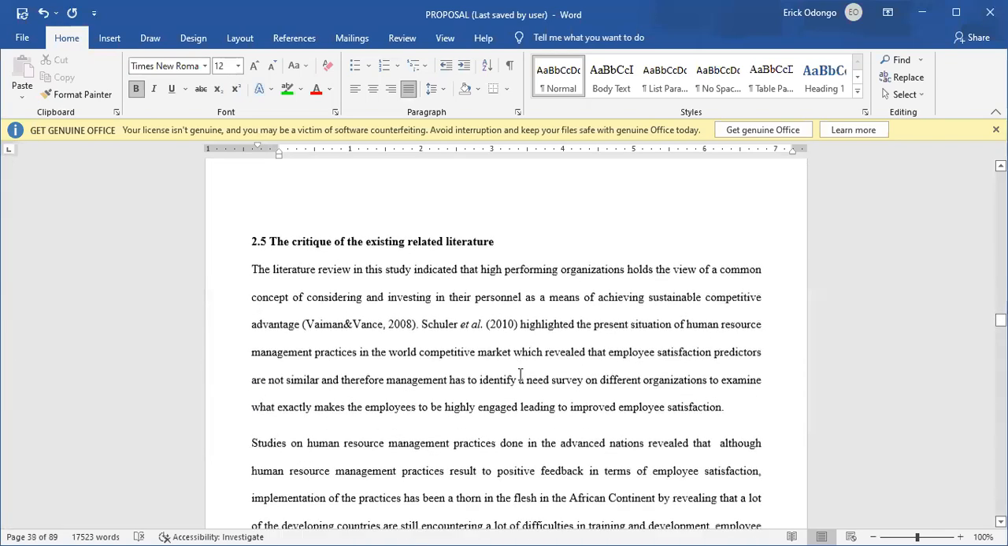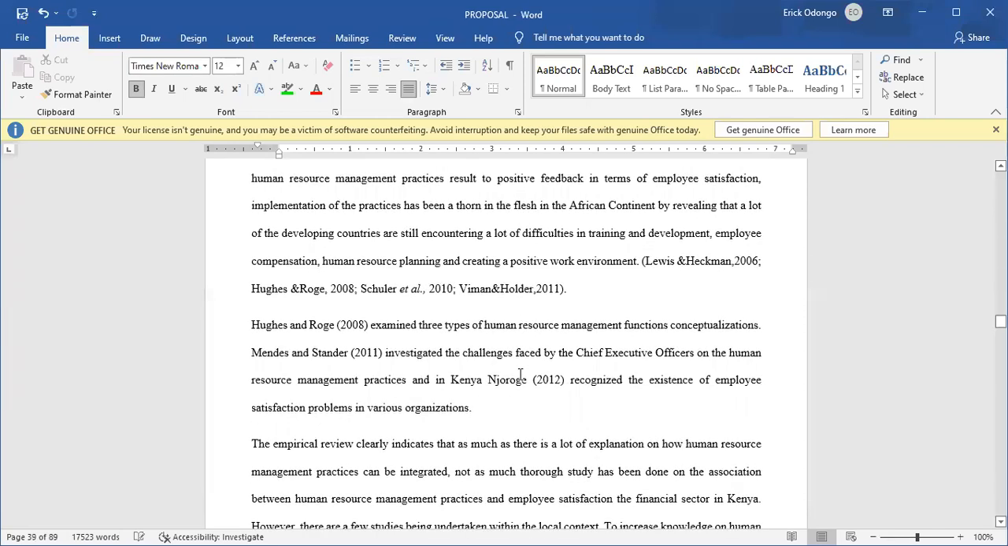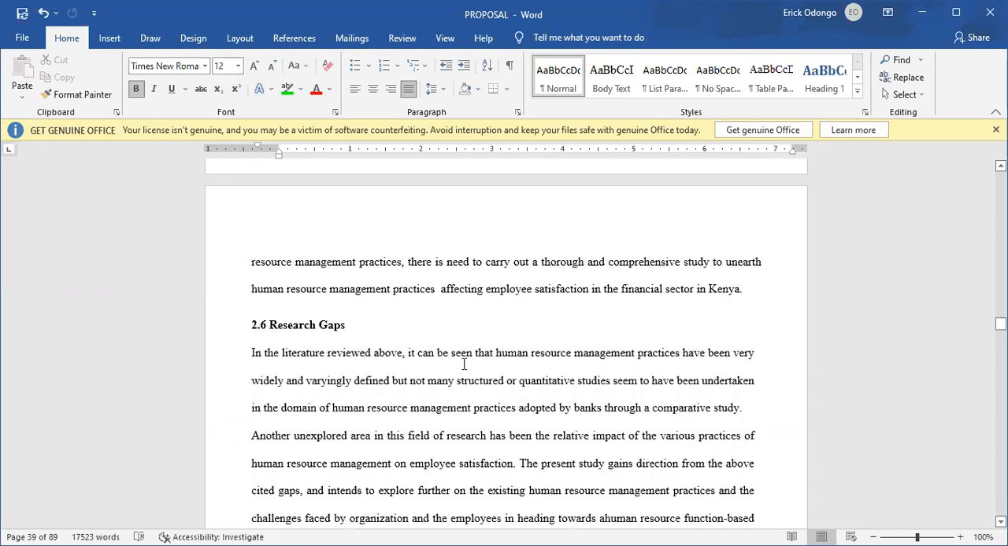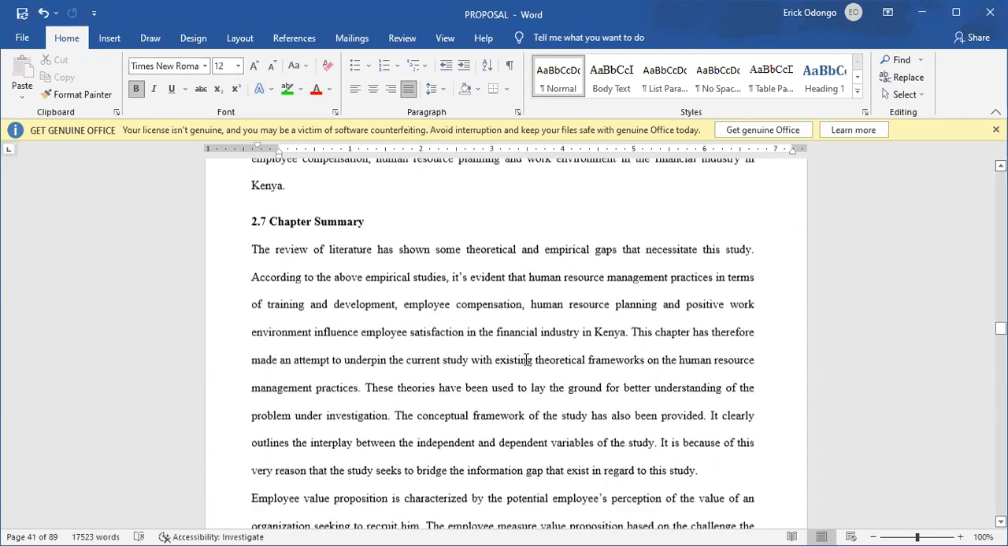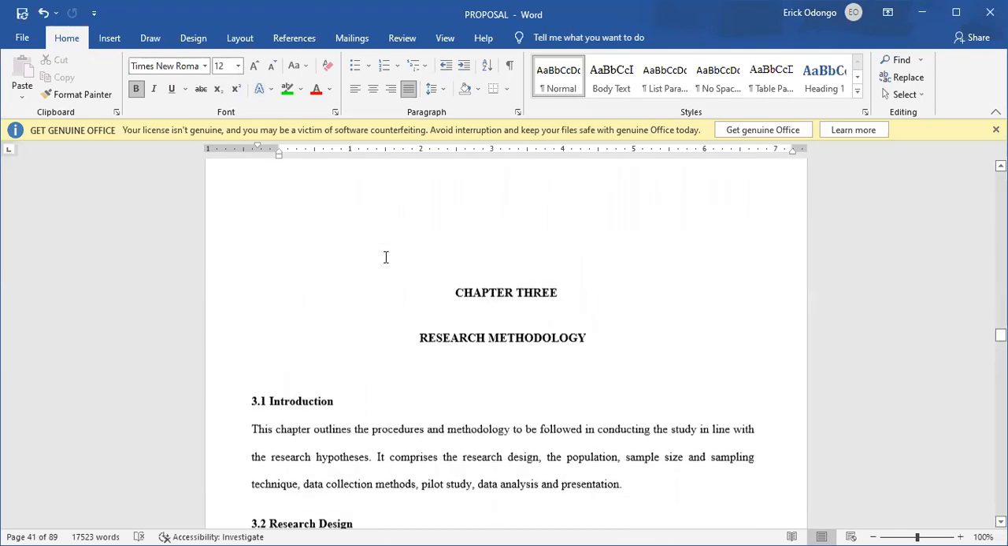Having done that, you'll have the critic of the existing literature. Why do you criticize the existing literature? That is what will inform your desire to undertake the work, because the existing literature have failed in one way or the other. So you are coming up with a solution, and the research you are coming up with is the solution. So that is the critique of the existing literature review. Then research gaps, the gaps, and then that will form the last. You can have chapter summary as 2.7. Just summarize what you have had under your chapter topic 2.